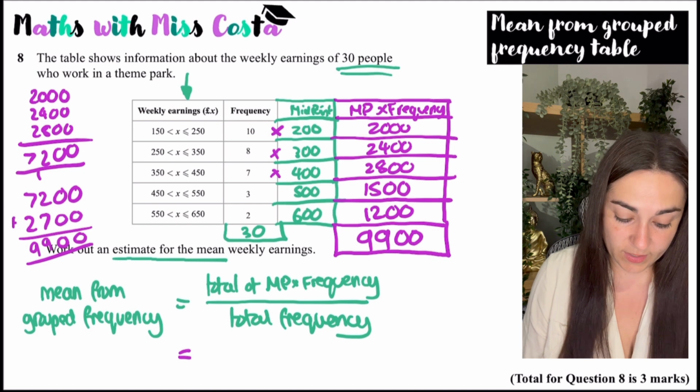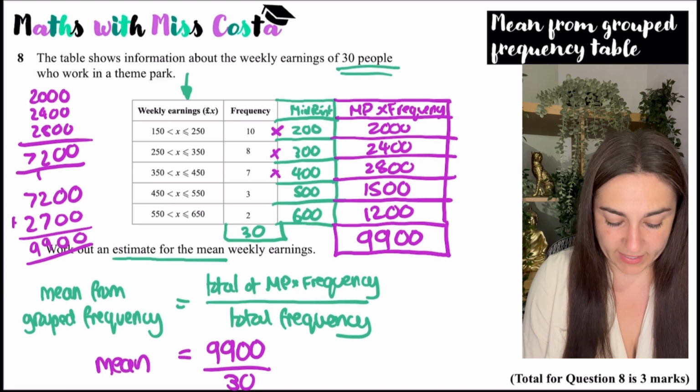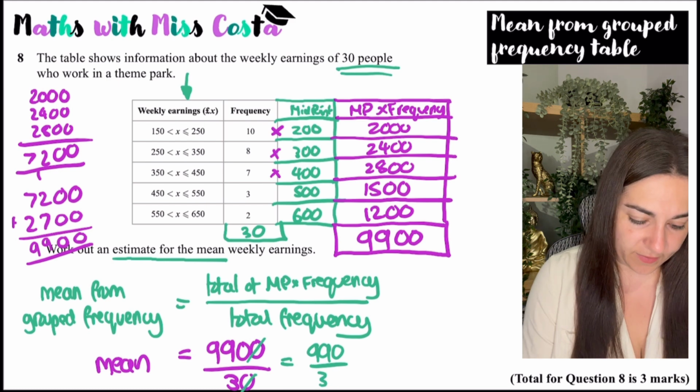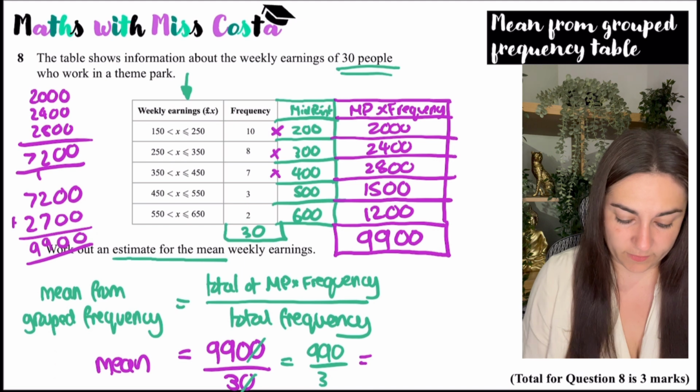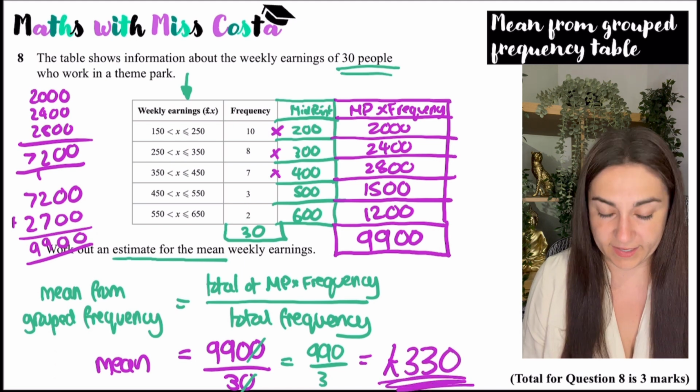And what would I do? Total of midpoint times frequency is 9,900. The total frequency is 30. So that's how I could work out what the mean is. I'm going to keep on simplifying it. So divide by 10 would become 990 divided by 30. No, 990 divided by 3. I could use the bus stop method, or you might already know that that would be 330.